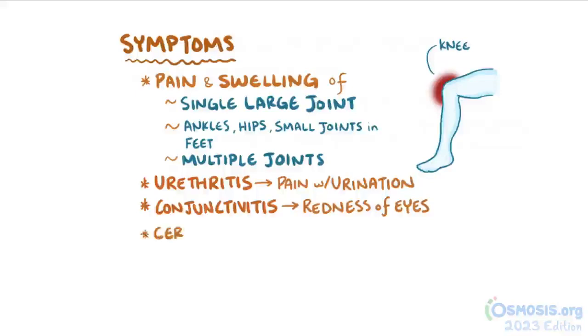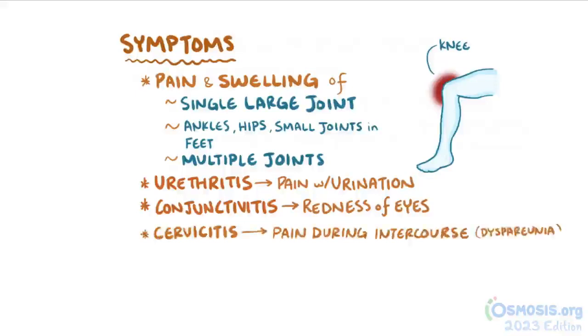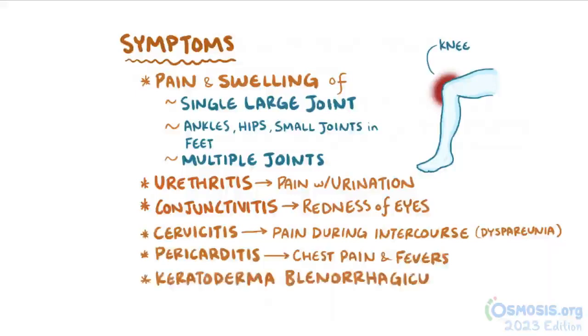Finally, there can be cervicitis in women, which can cause pain with sexual intercourse, called dyspareunia, and pericarditis, which will cause chest pain and fevers. Rarely, reactive arthritis can cause keratoderma blennorrhagicum, which is a skin rash that can appear on the feet.